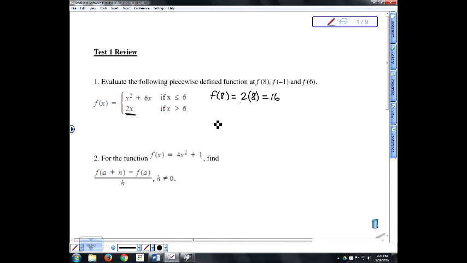The next one, f of negative 1 fits into this part of the domain when x is less than or equal to 6, so you have to plug in a negative 1 into that piece of the function. So negative 1 squared plus 6 times negative 1 is equal to 1 plus negative 6, which is negative 5.